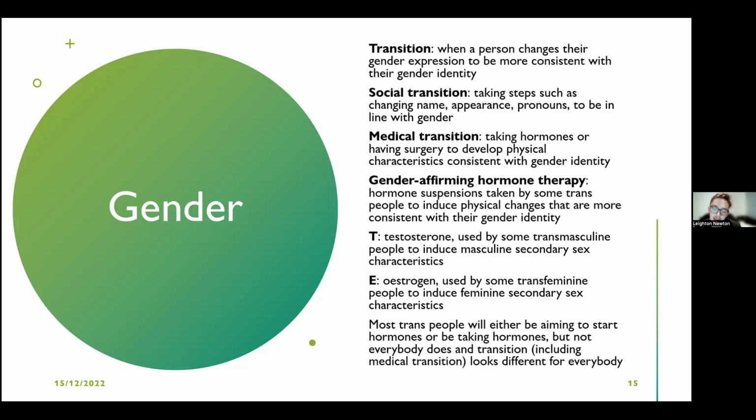Hormones, T, people talk about T, it's testosterone used by some trans masculine people to induce masculine secondary sex characteristics. So growing a beard, body fat redistribution, the deepening of the voice, etc. And then E, used by some trans feminine people to induce feminine secondary characteristics, like chest soft tissue development and soft skin, and that kind of thing. It's called the E and not the O because in America it's spelled without the O, so it's just easier. Everyone calls it E.